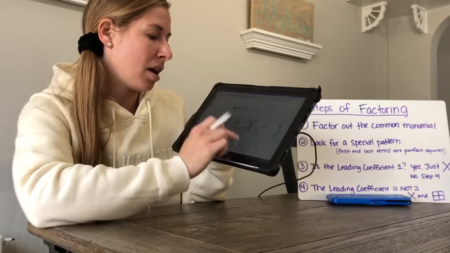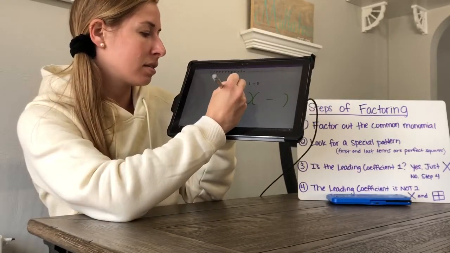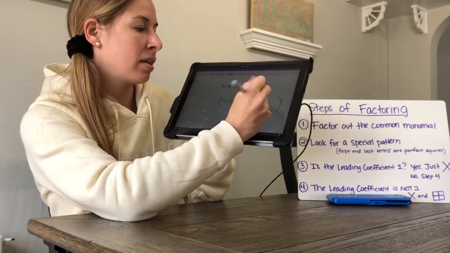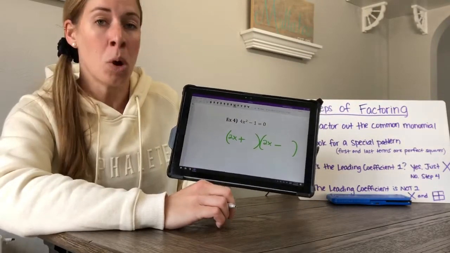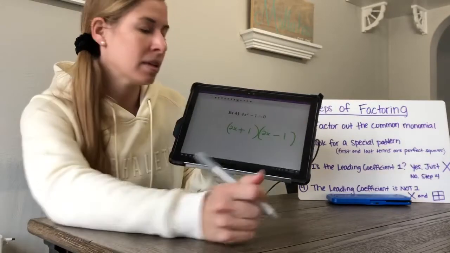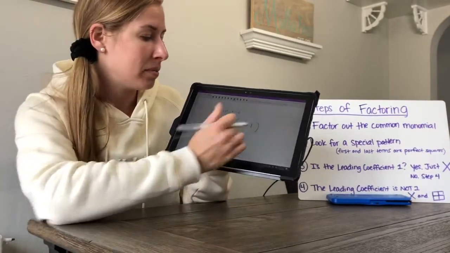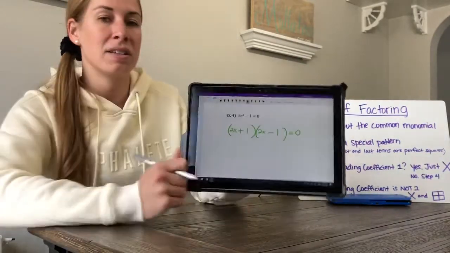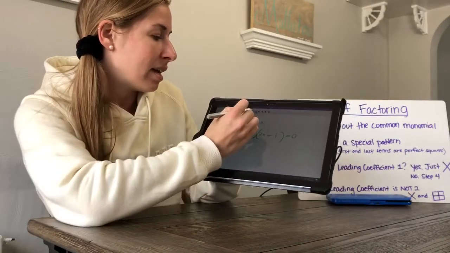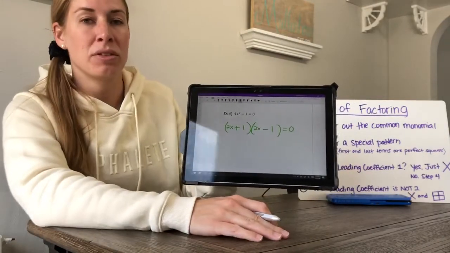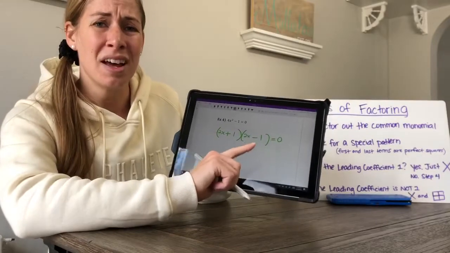Yeah, there we go. 2x. The square root of 1 is 1. So there's your factored form, set equal to 0 because it's an equation, and then you're taking both of those bubbles and setting them equal to 0 to solve for x. The only difference is the sign.